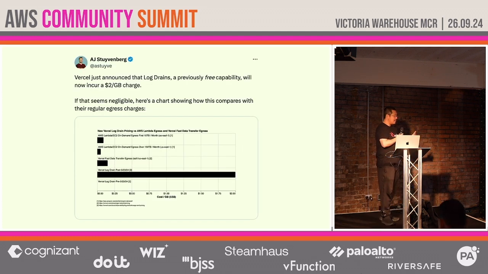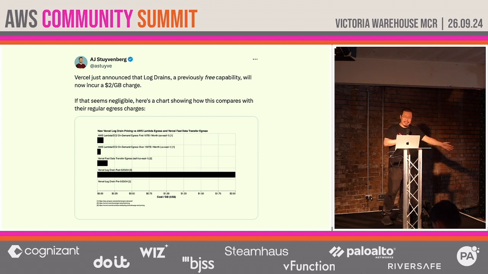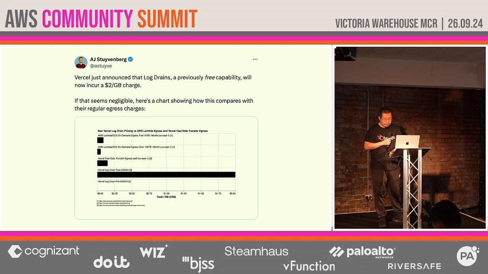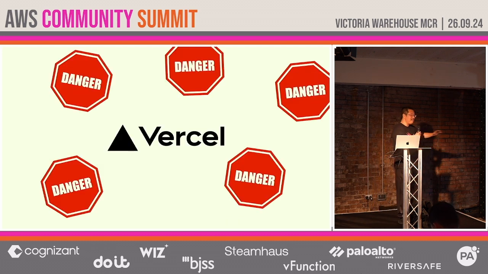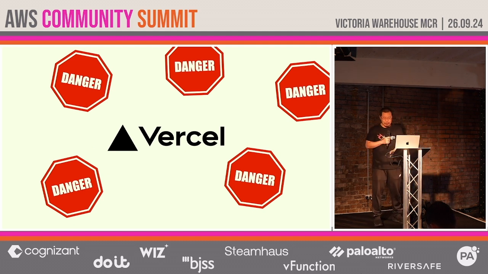On top of that, Vercel introduced a cost for draining your logs from Vercel to some other platform. Looking at the Vercel pricing page, there are just so many different things. When people complain about AWS pricing being confusing, it doesn't even come close to the complexity that Vercel gives you in terms of the different cost dimensions, not to mention the markup they have as well.